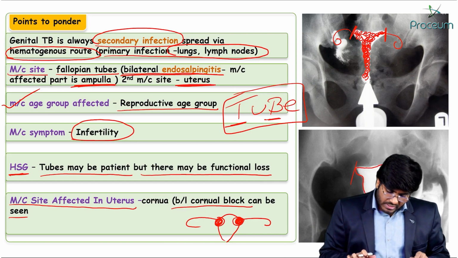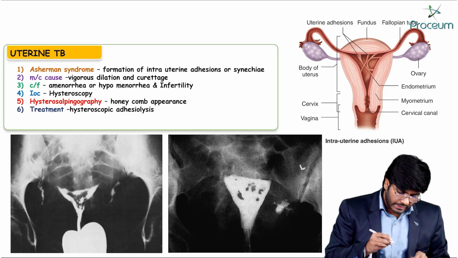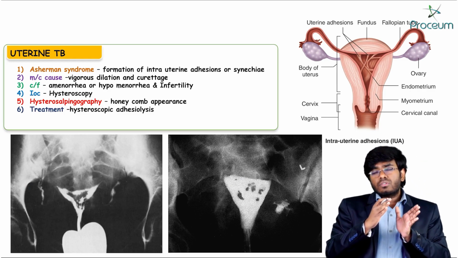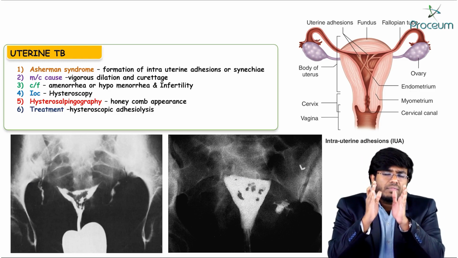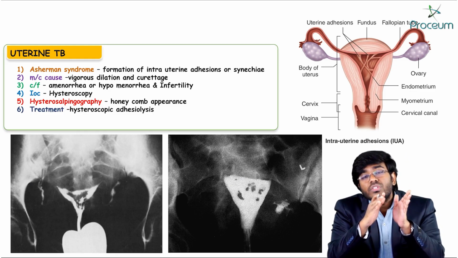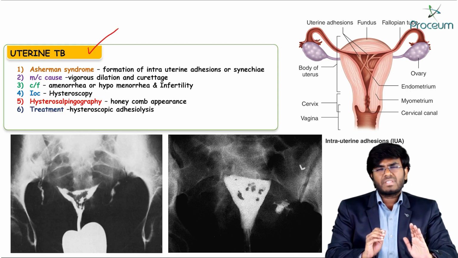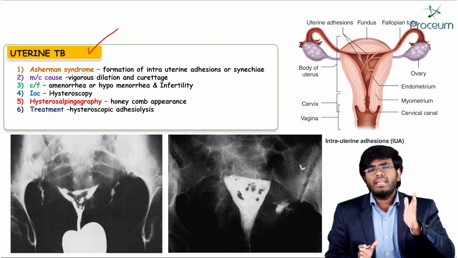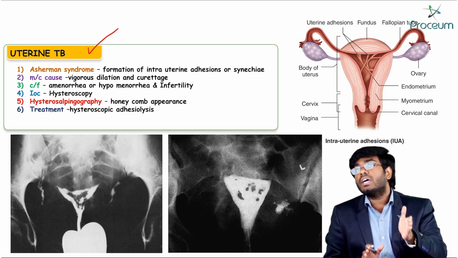So these are some important points regarding genital tuberculosis. Now please see, genital tuberculosis mainly affects the fallopian tubes. If the uterus is affected, then we call it uterine TB. See, it's one and the same, it's genital tuberculosis. Mainly the tubes are affected, and from the tubes the infection can spread to the uterus.